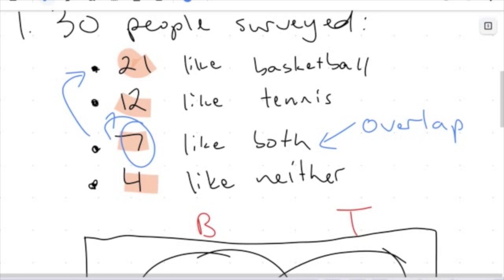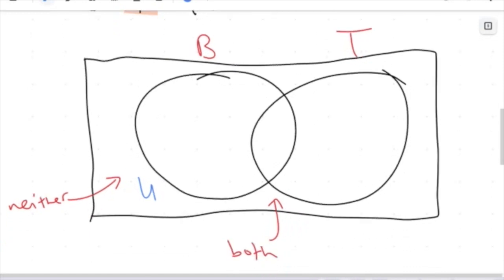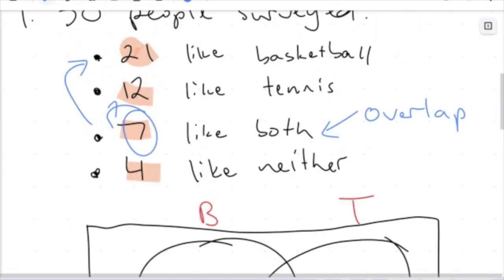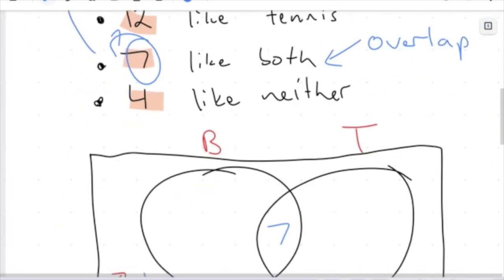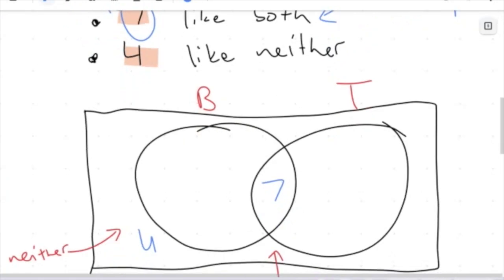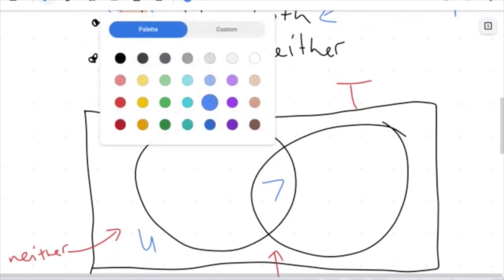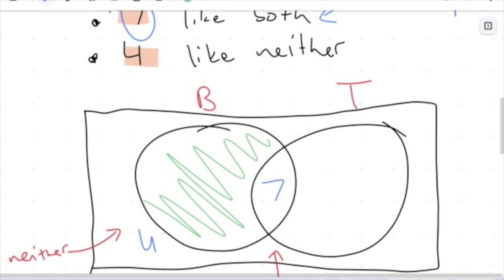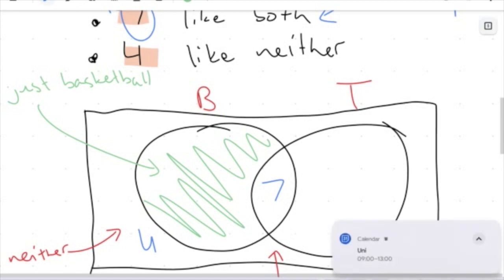So what we have to do when we organize this into our little sections here, we have to take into account this overlap. So that means that the people who just like basketball, so that is going to be this section here, not including the overlap. This guy here is going to be people who just like basketball and don't like tennis.